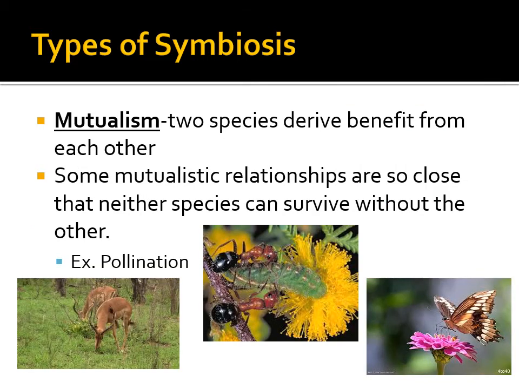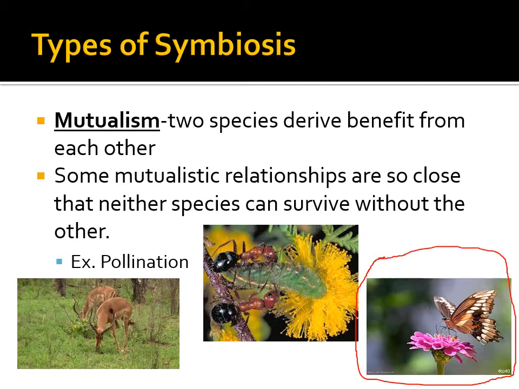Now, another type of symbiosis that is much nicer than parasitism is mutualism. And this is where two species actually benefit from each other. So both organisms get something good out of the relationship. Some of these relationships are so close that neither species could actually survive without each other. So an excellent example of this is pollination, which I'm circling in this picture down here.